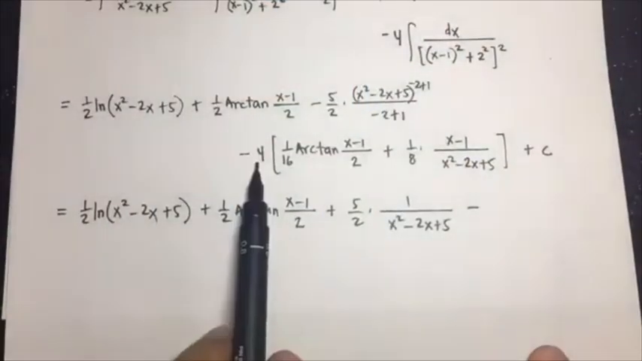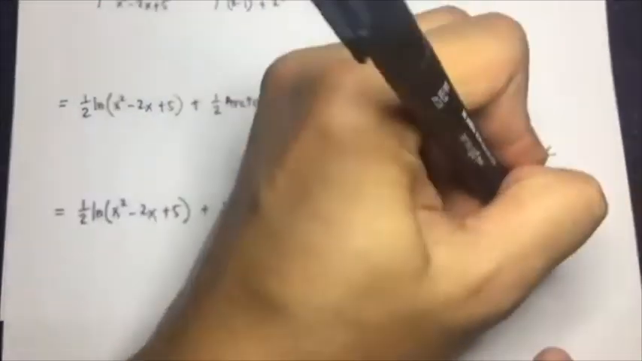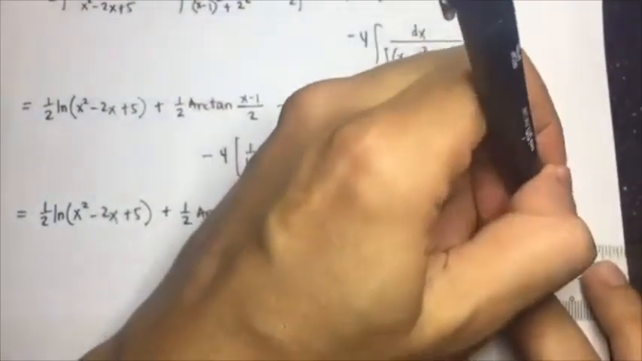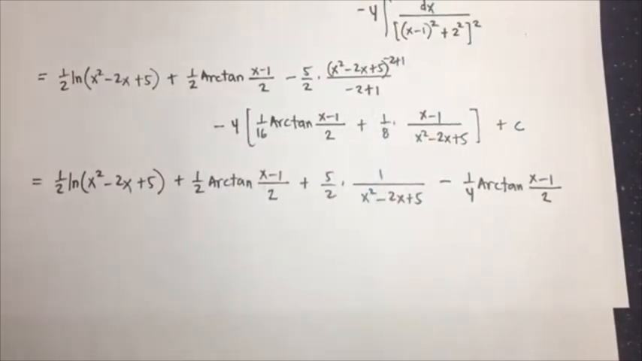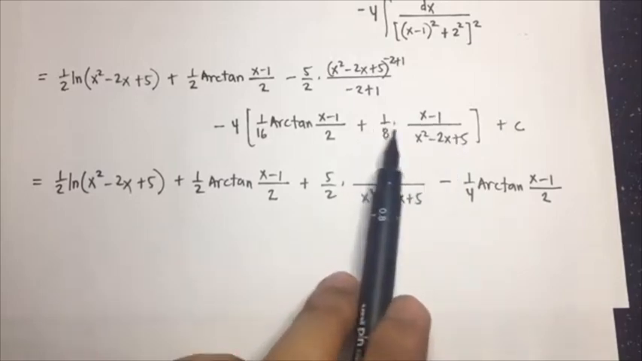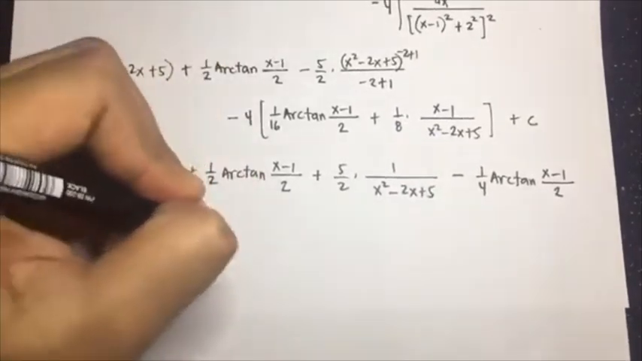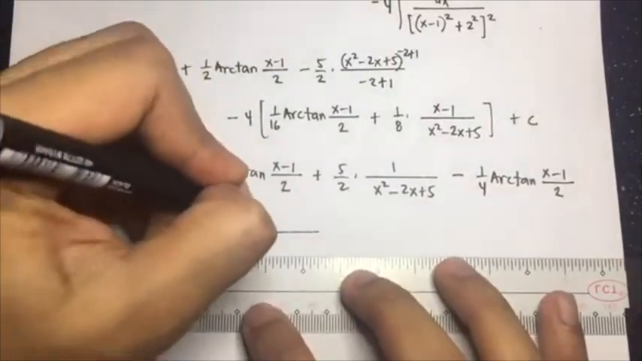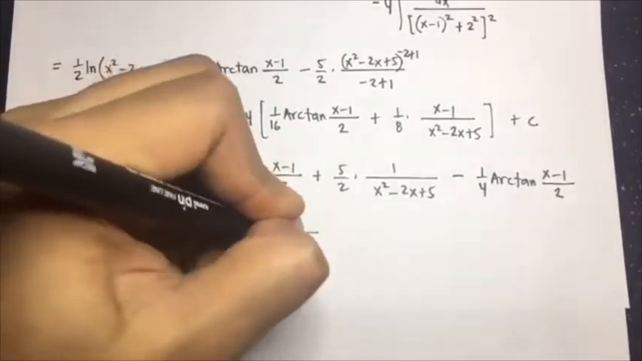Okay, so minus, distributing 4, 1 over 16, so we'll have 4 over 16, so that's minus 1 over 4 arctan of x minus 1 over 2. Okay, and the last one, distributing negative 4, so we'll have minus 1 half times x minus 1 over x squared minus 2x plus 5, but we can rewrite negative 1 half in the numerator so that it will be easier to add later on. So we have plus negative 1 half times x minus 1 over x squared minus 2x plus 5.